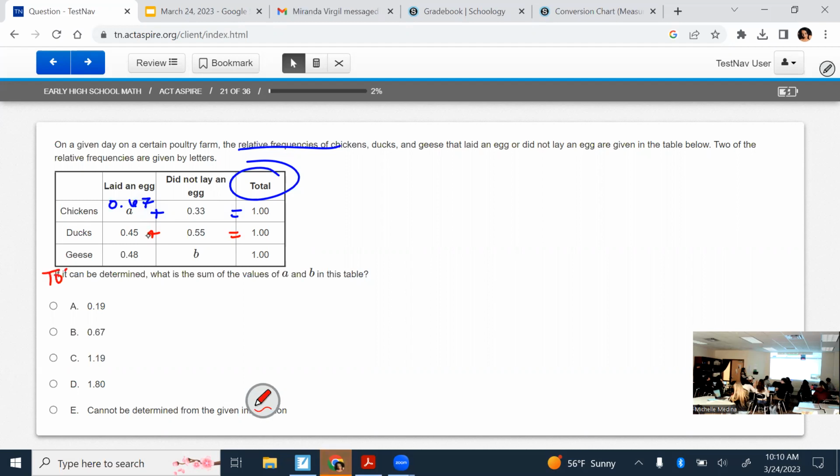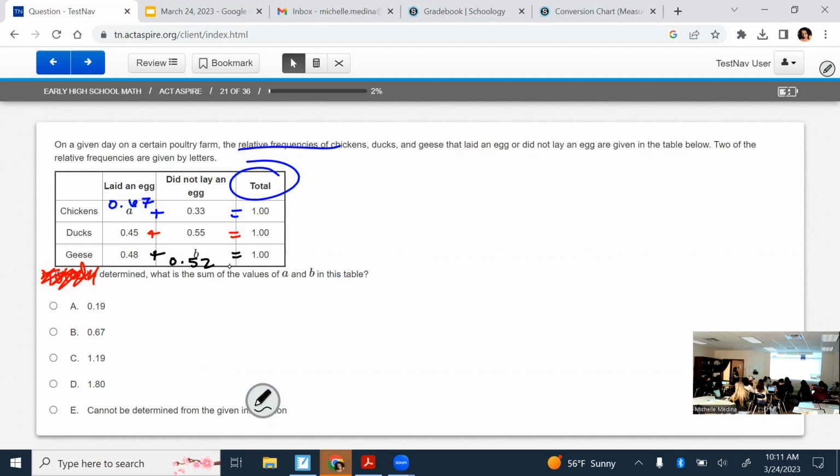Sometimes they have a total column down here, and then these should have a total too. But this one doesn't, so don't even worry about that. So second one makes sense, 0.45 plus 0.55 is equal to 1. Last one, 0.48 plus B equals 1. What must the B be? What'd you say? Okay, that does equal 1.